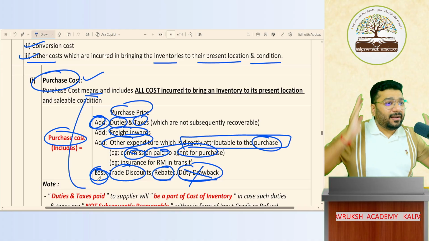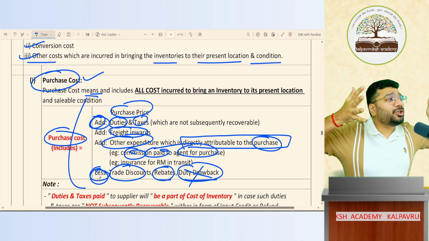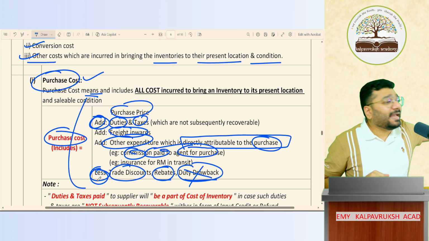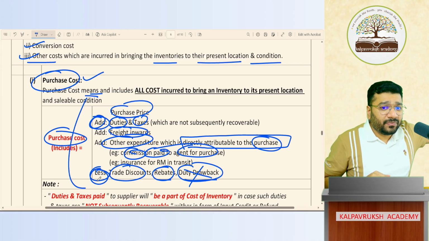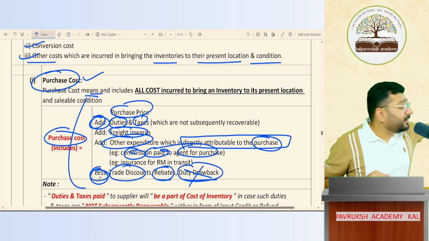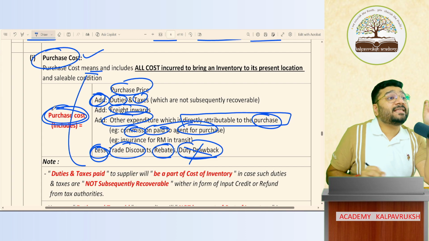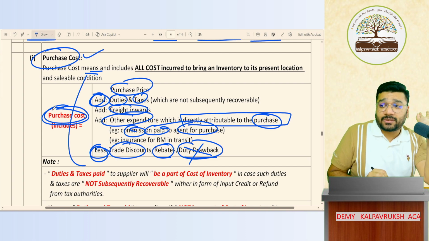So don't try to by heart. Understand the logic behind it. Understand the intention behind the person who has created this formula. Don't try to by heart the formula because in this I can add 100 number of items. So there's no logic to by heart. You have to understand the reason behind it. Got it? Not got it? Now this is called purchase cost. Got it? Not got it?